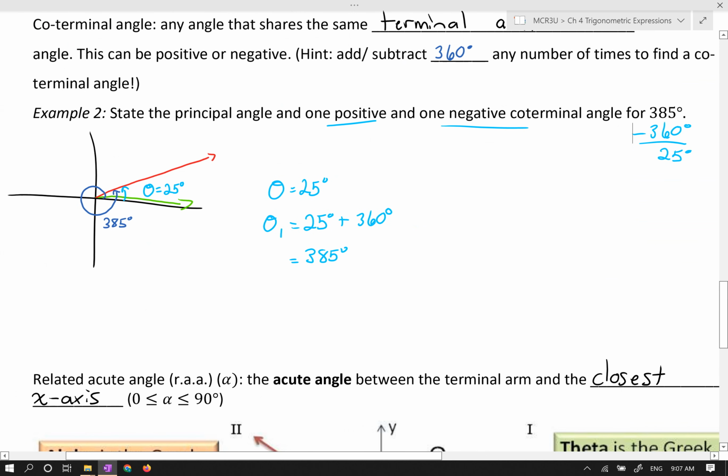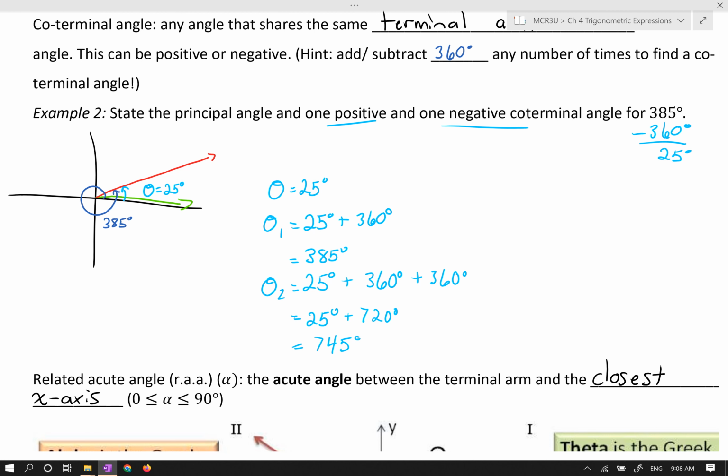If we're trying to find a new one, we'll call it theta 2. Then we could add 25 degrees plus 360 degrees plus 360 degrees. So that's going to be 25 degrees plus 720 degrees. I'm working here with 745 degrees. That is a positive coterminal angle. Good job, folks. All right, what if we're working with a negative coterminal angle?